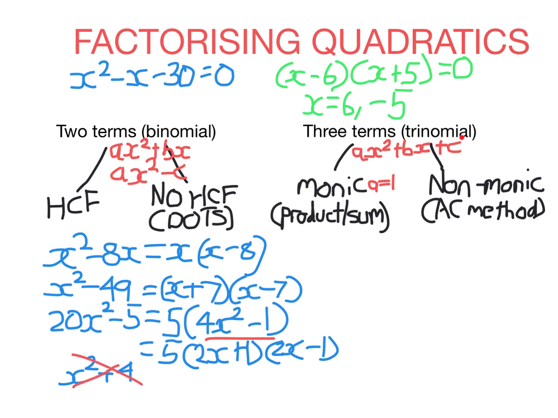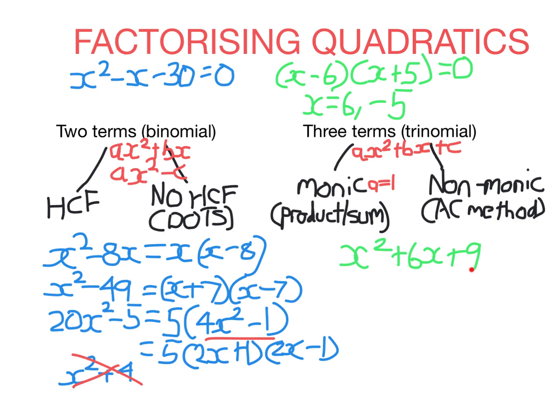Okay, let's look at trinomials. So they're quadratics with three terms. They look like this. So the way that we factorise trinomials is different depending on whether it's monic or non-monic. Monic meaning a, this coefficient of x squared is 1. I'm going to go through a few examples of this. This one's a bit more complicated and harder, so it gets its own video and its own lesson.